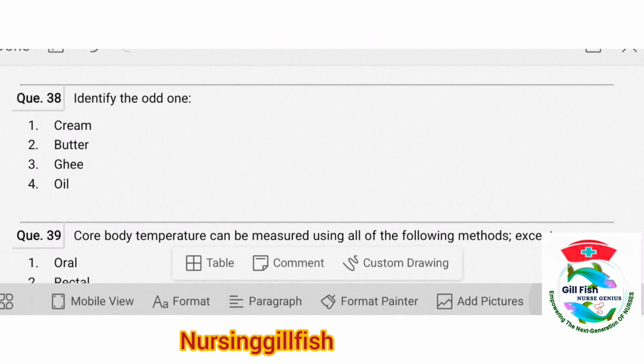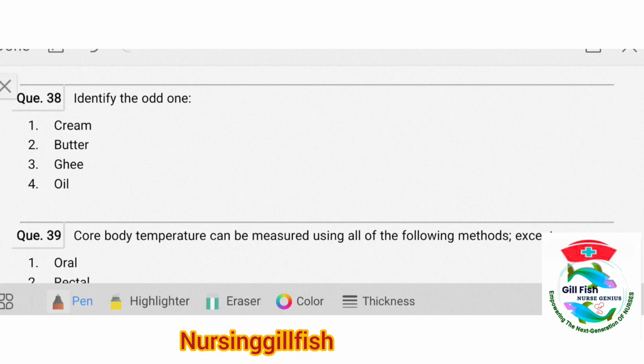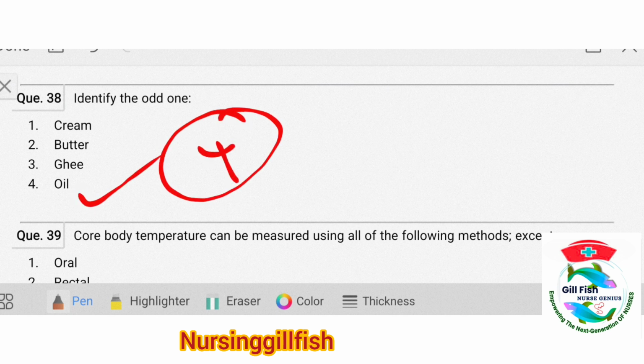Identify the odd one out. Option 1 cream, option 2 butter, option 3 ghee, option 4 oil. Odd one means which is the different one. Cream, butter, ghee, everything is related to milk, milk products. Okay, fine. Only the oil is different. So option 4 will be the correct answer.